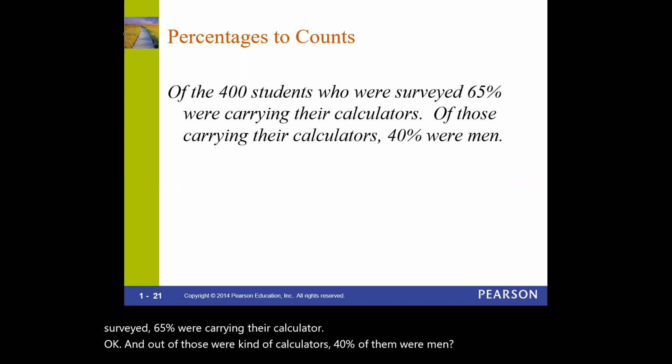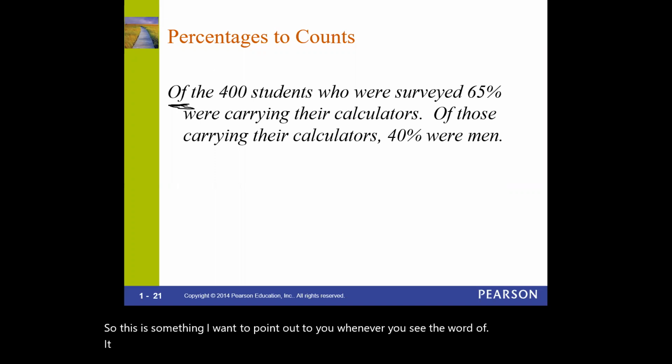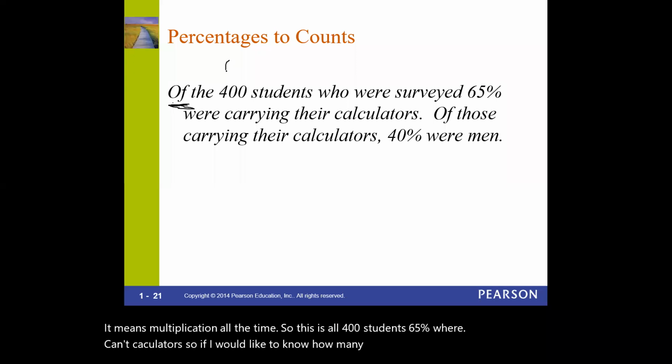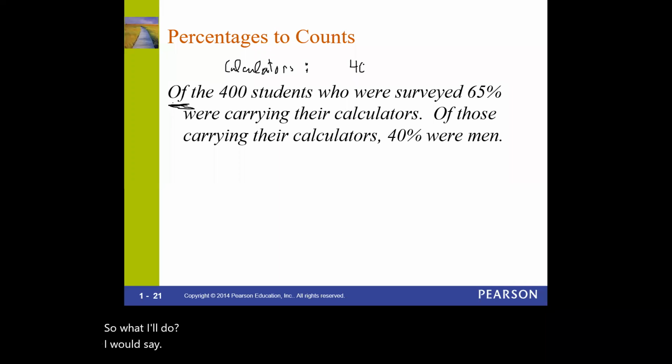This is something I want to point out to you. Whenever you see the word "of," it means multiplication all the time. So they say of 400 students, 65% were carrying calculators. If I would like to know how many people carry calculators, what I'll do is say 400 times 0.65.